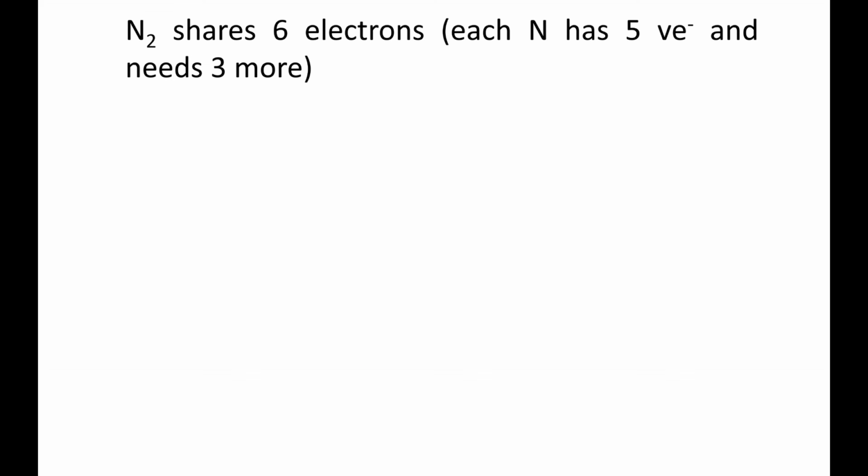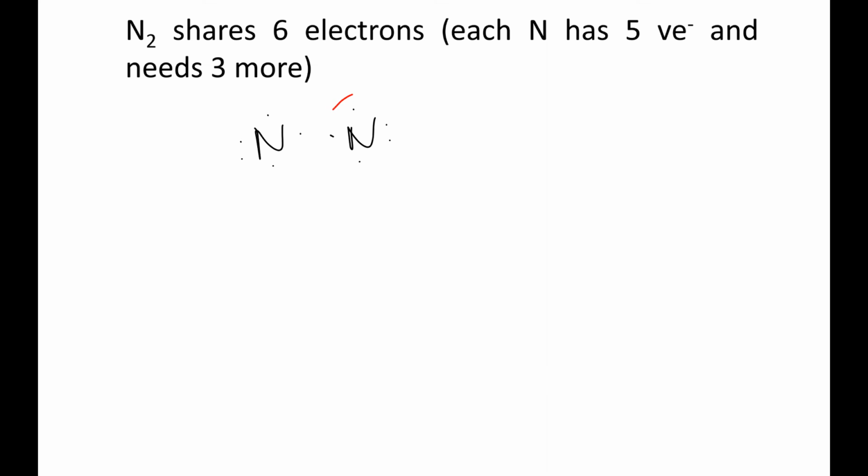Okay, nitrogen shares 6 electrons. Each nitrogen has 5 and needs 3 more. So if you look at there's the 1, and yes, I'm drawing them a little differently to show you where the electrons come from. Okay, so there's the 2 nitrogens. So there are 3 electrons.